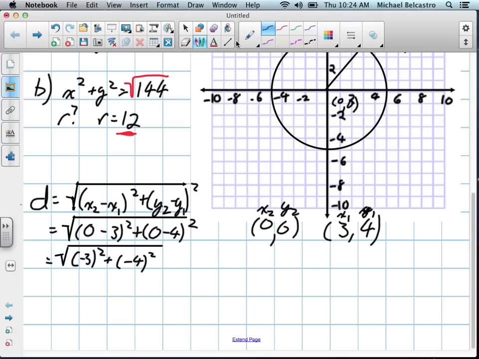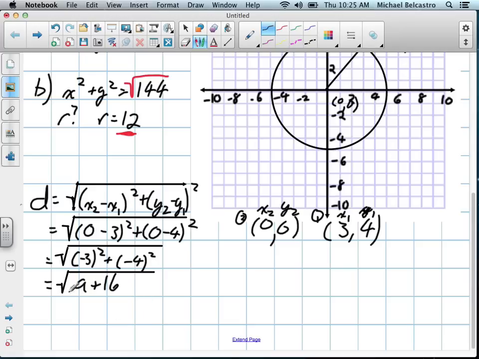Well, when I square negative 3, what do I get? And when I square negative 4? 16. So we get 9 plus 16. And if I had squared the whole number values, would they have been the same? Yes. So this is kind of proving that whether I called this one the 2 value coordinate or this one the 1 or 2, I still would have ended up with the same answer.